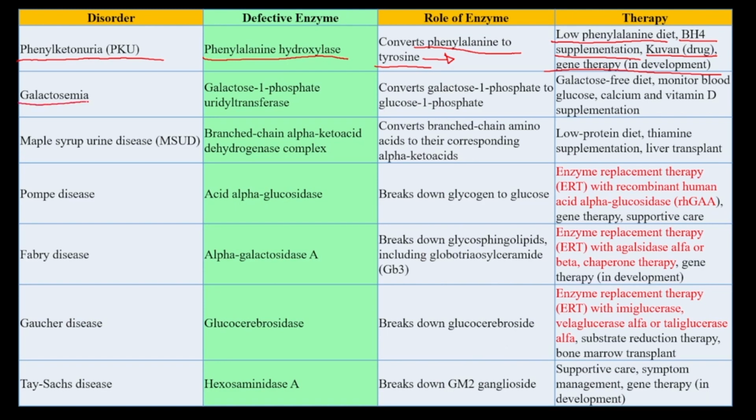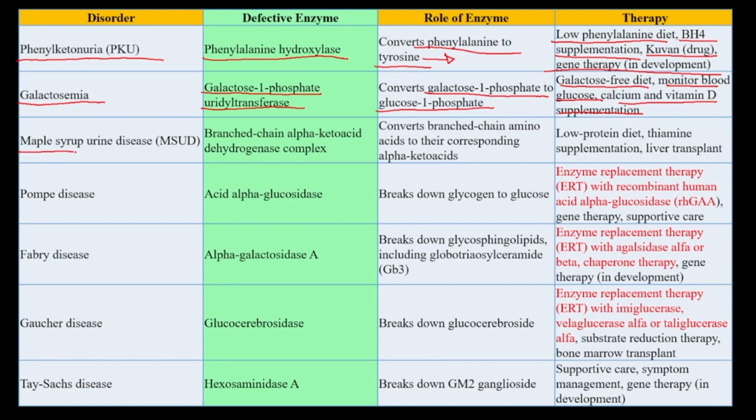Then we have galactosemia. In galactosemia, the defective enzyme is galactose-1-phosphate uridyltransferase, and the role of the enzyme is that it converts galactose-1-phosphate to glucose-1-phosphate. The therapy is that you take a galactose-free diet, monitor the blood glucose levels, and take calcium and vitamin D supplementation.